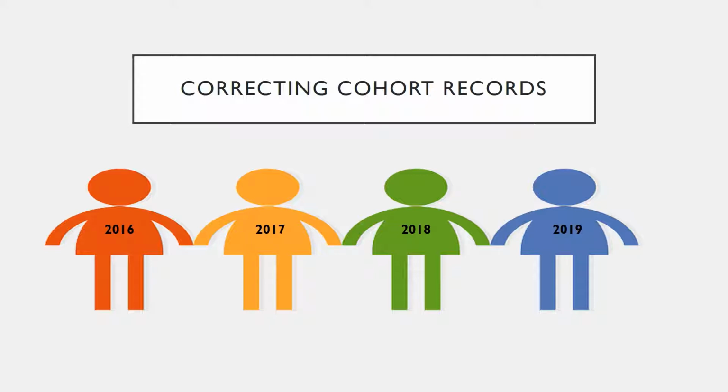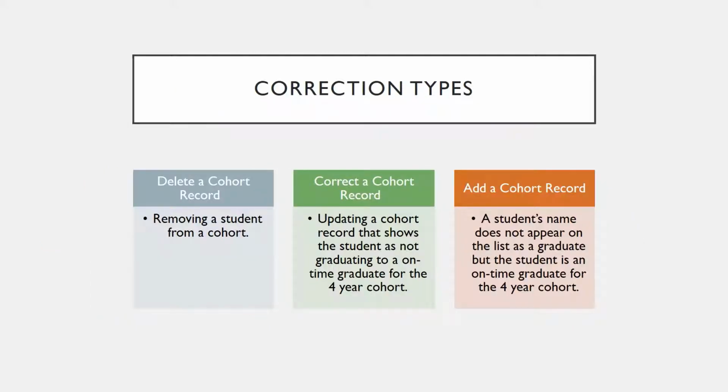Correcting cohort records. There are 3 types of corrections that can be made in the correction system. You can delete a cohort record, which is removing a student from the cohort. You can correct a cohort record, when a student is marked as a non-graduate and the student is an actual graduate. Or you can add a cohort record, when a student's name does not appear on the graduation list, but the student is an actual graduate.